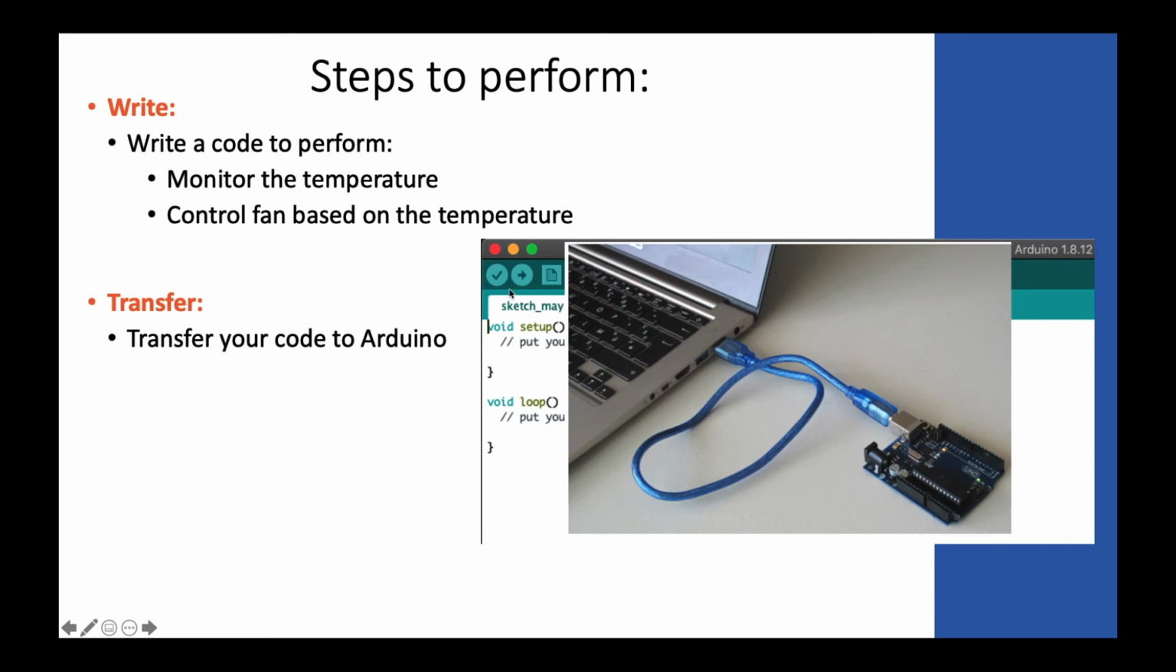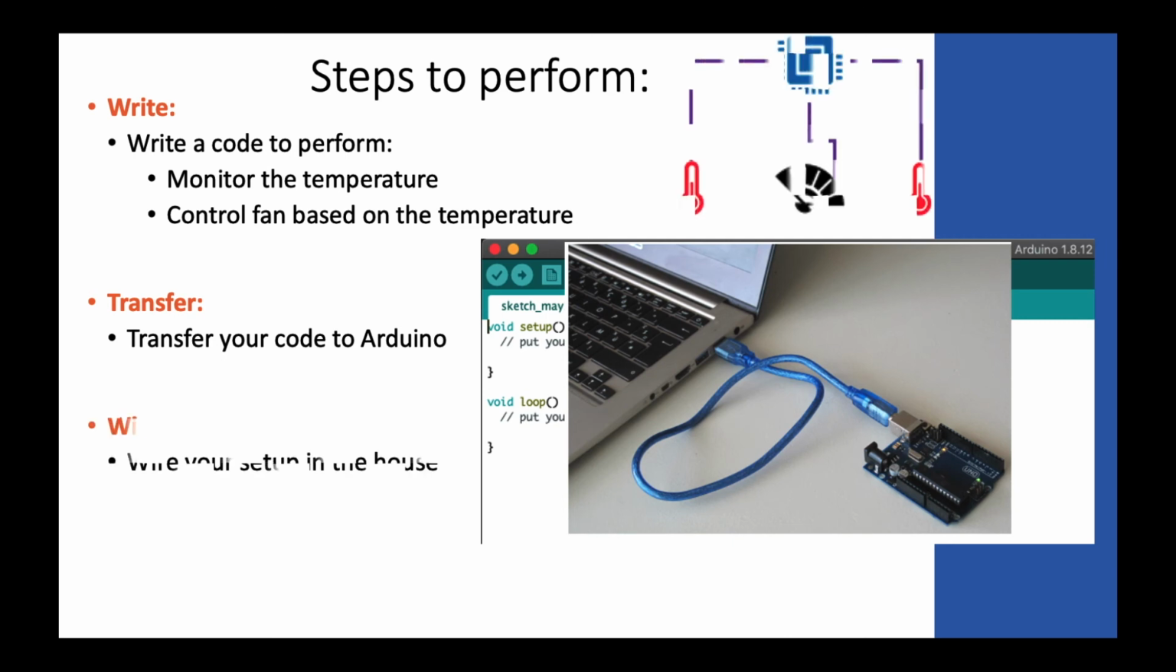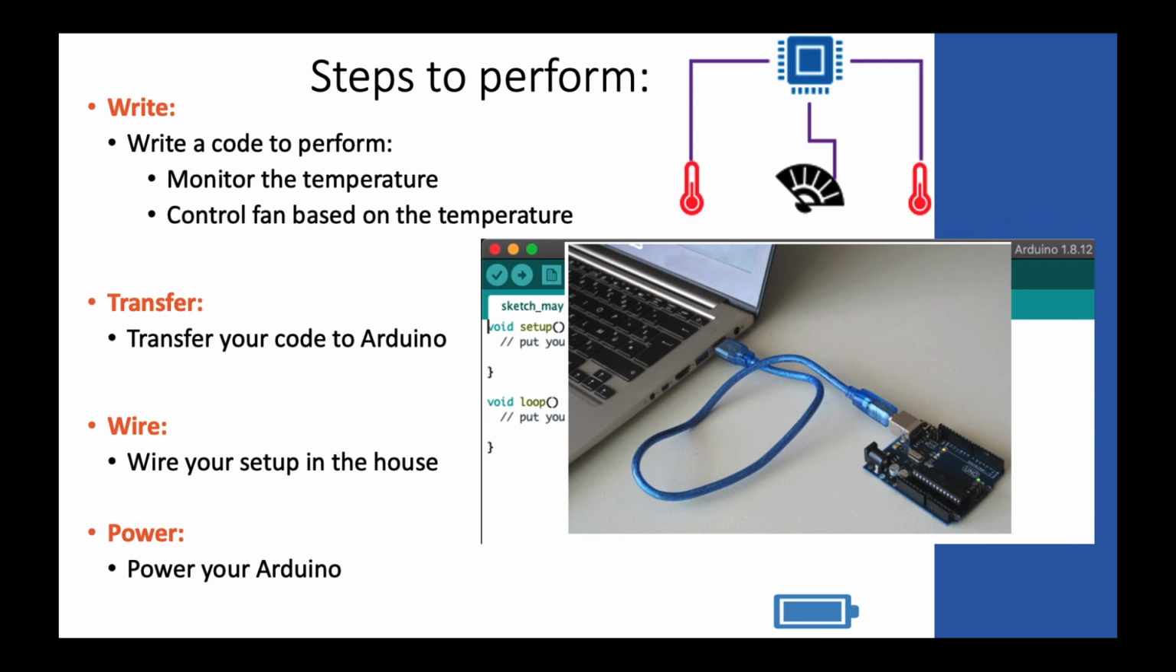Once you have transferred the instructions to the microcontroller board, the Arduino board, the next step would be to wire up your setup, right? Wiring up the setup means you probably place the temperature sensor in some location in your house, and you also connect a wire to a fan so that your Arduino can send the information to turn the fan on or off, right? Once you have the wiring set up, the final step would be to power up your Arduino. You supply power to the Arduino board and to the fan, and at this point, your system is all set up, right?